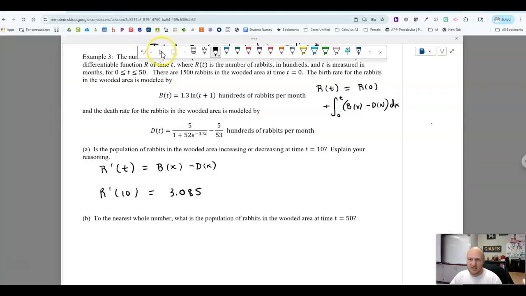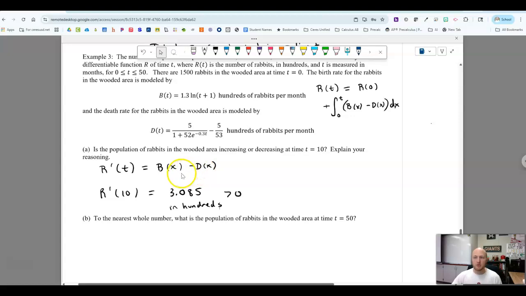Okay, and again, this is in hundreds. But the main thing here is that this is greater than 0, that this is positive. Since this is a positive number, we can tell that the rabbit population is increasing. If it were negative, it would be decreasing.